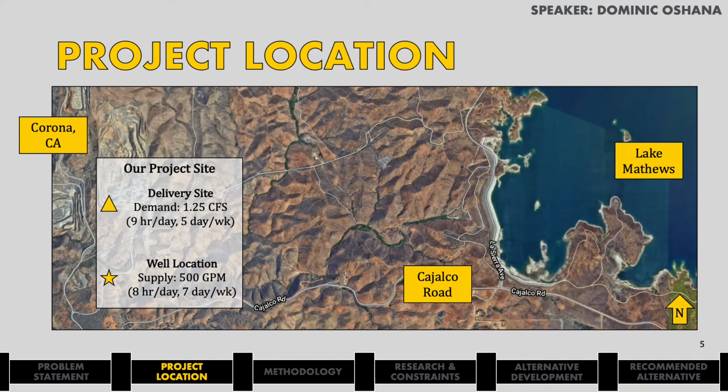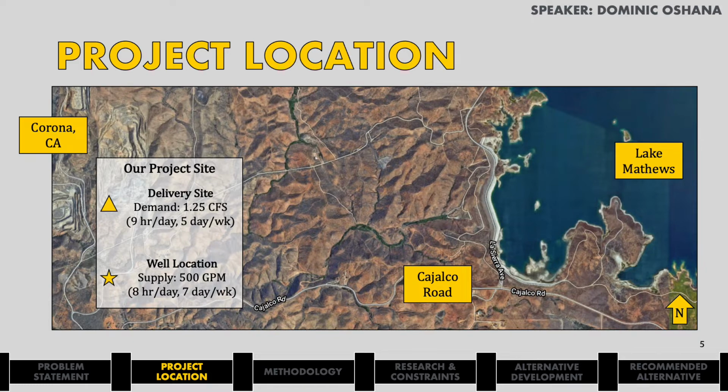My name is Dominic, and I'll concentrate on the location of our project. Our project is located in Cajalco Canyon, California, just west of the city of Corona. The map presented in this slide highlights the general location of the project in white. Within our project site is the location of the well, shown as a star, and the delivery location of the water, the client's future mining site, shown as a triangle.